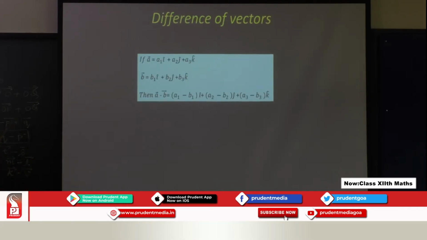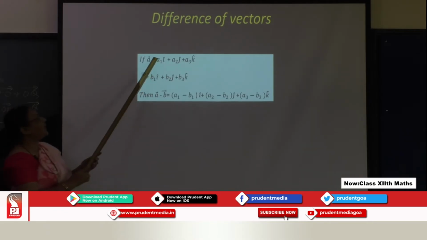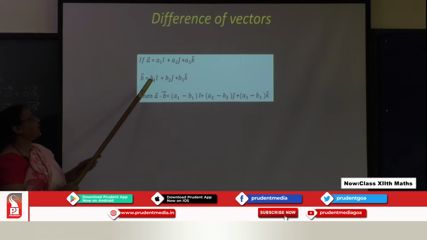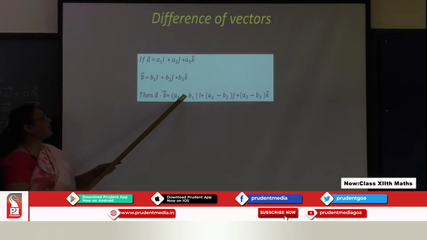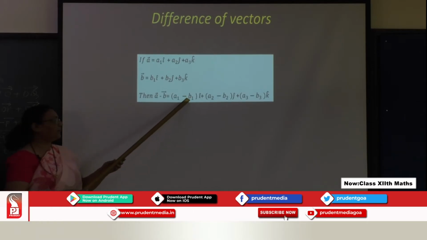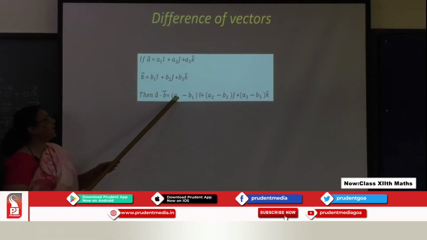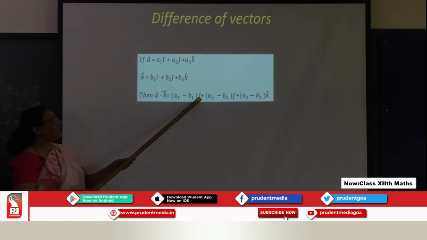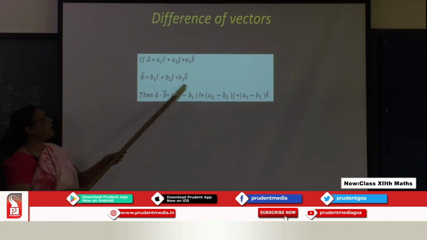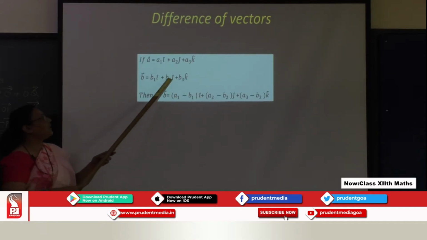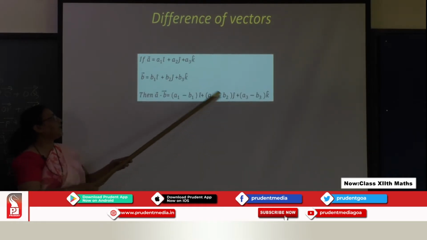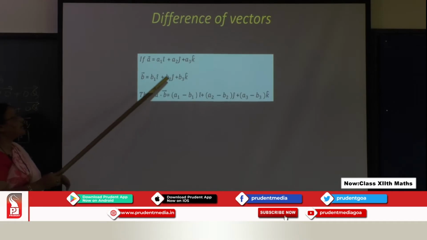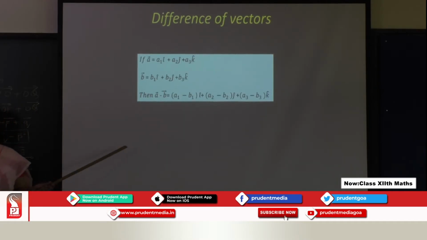Subtraction of two vectors, in the same way, is very easy. Just subtract, like how you added previously. In place of plus, a minus sign will be there: A1 minus B1 i cap, that is a unit vector, then A2 minus B2 j cap, and then A3 minus B3 k cap. So these two vectors are subtracted in this way.